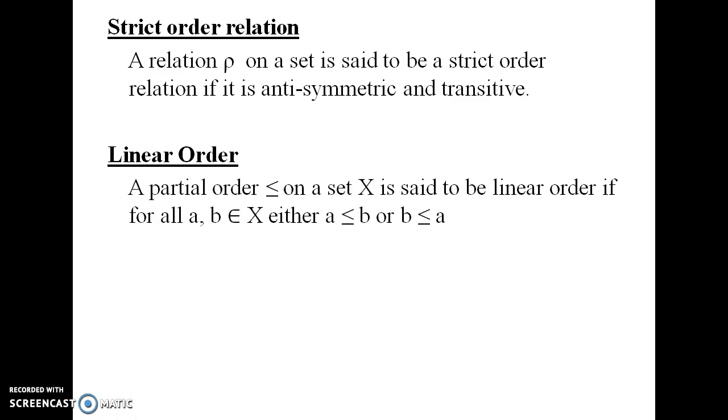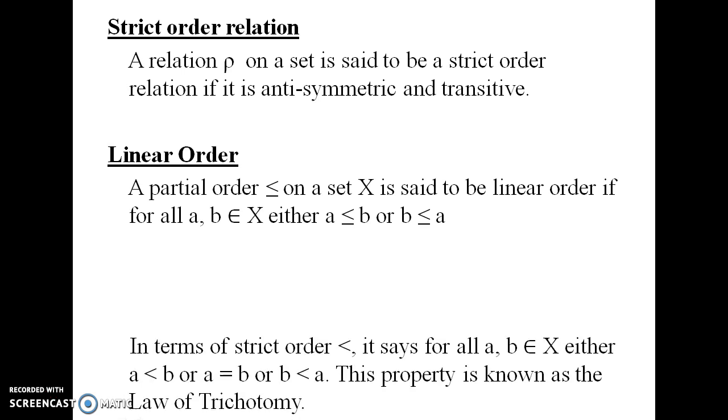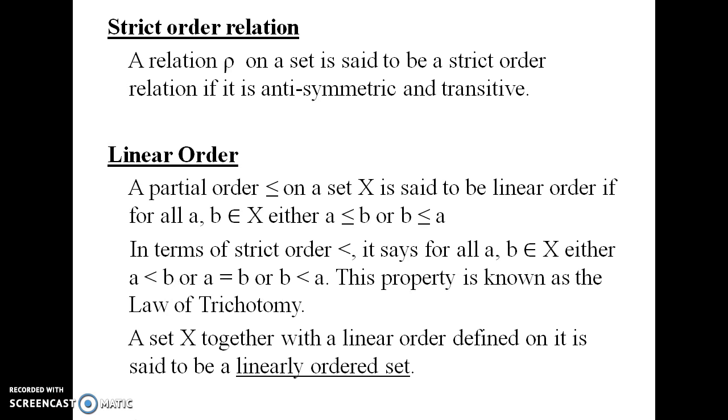Linear order relation. A partial order relation less than or equal to on a set X is said to be a linear order if for A, B belonging to X, either A is less than or equal to B or B is less than or equal to A. A set X together with a linear order defined on it is said to be a linearly ordered set.